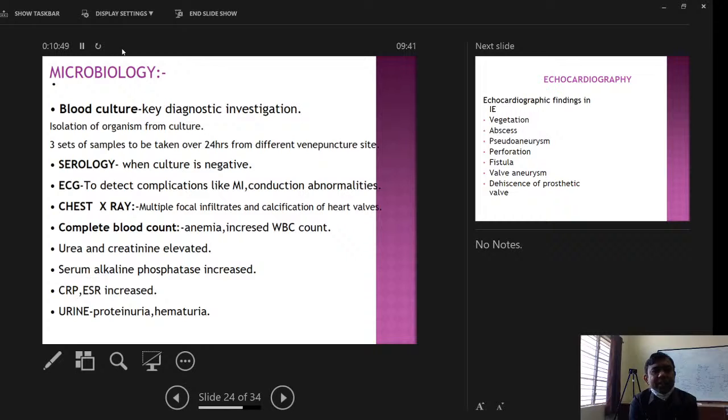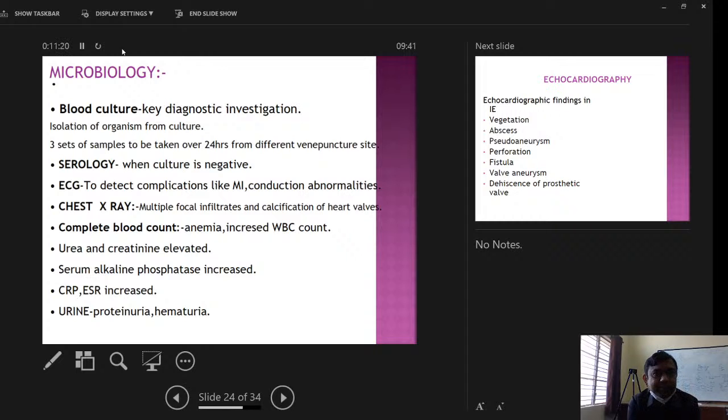Then culture, microbiology, either we send for culture or serological examination. For blood culture, we send 3 consecutive samples taken over 24 hours from different venipuncture sites, not the same site. And if the culture is negative, then send for serological examination. Then ECG may show preceding conditions like myocardial infarction, conduction abnormalities, arrhythmias, anything we can see in ECG. In X-ray, multiple focal infiltrates and calcification of heart valves.